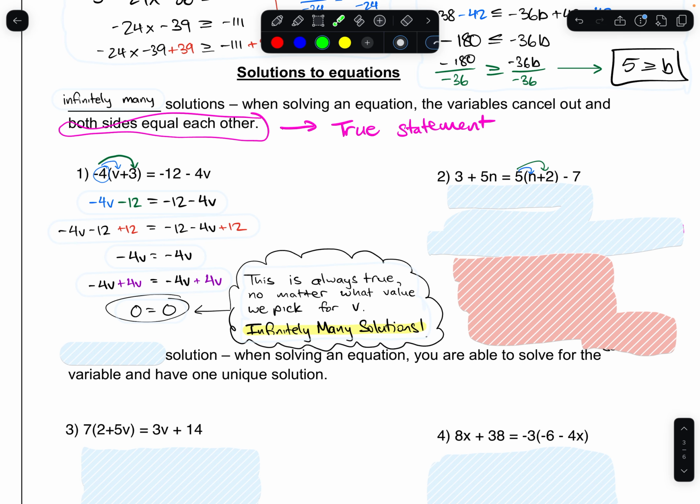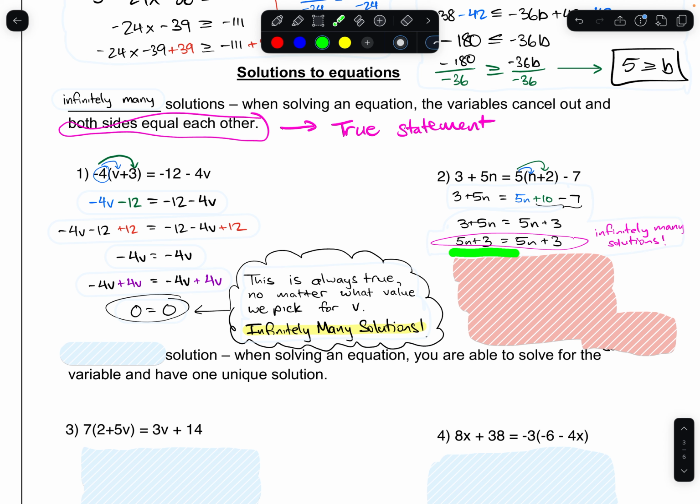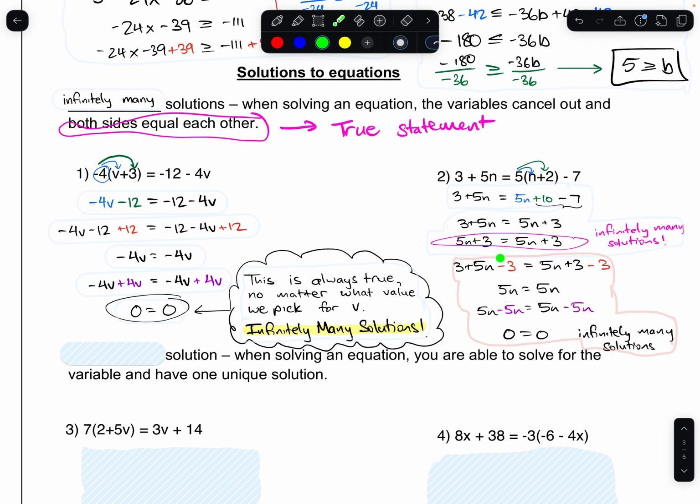All right, number 2. Try this one on your own, see if you can get a true statement. Okay. When we distribute and combine our like terms, we end up getting down to this part here. And once you've practiced this and get pretty good at it, you could notice here that both sides are equal to each other. They're always going to be the same no matter what n is. So you could stop here and say infinitely many solutions. But if you keep going, that's still okay.